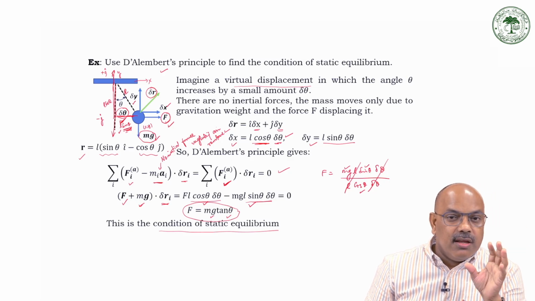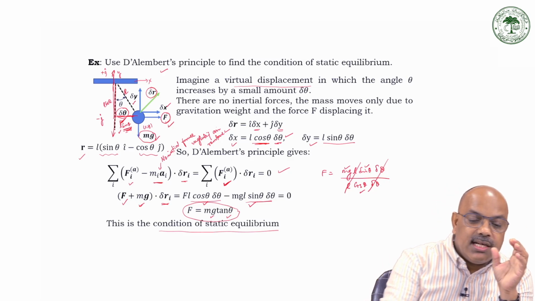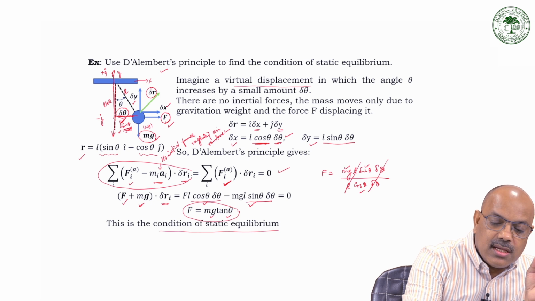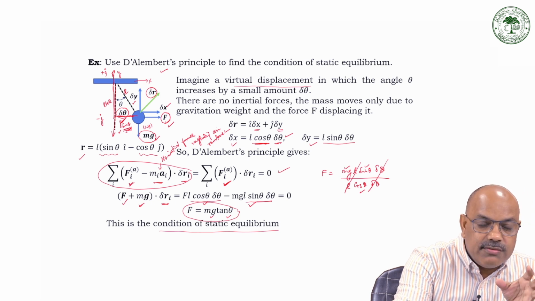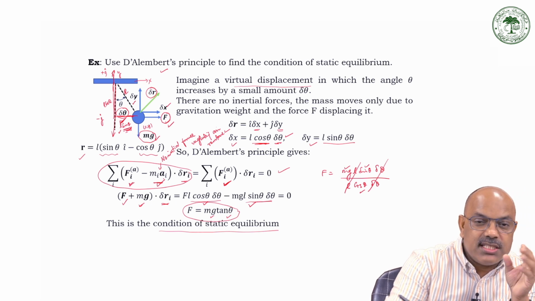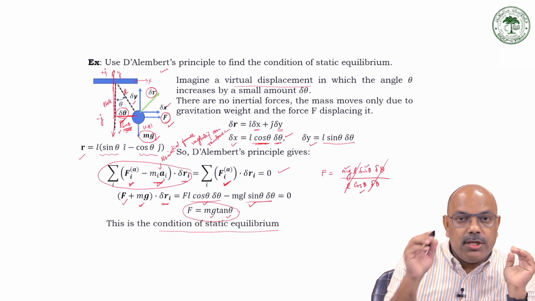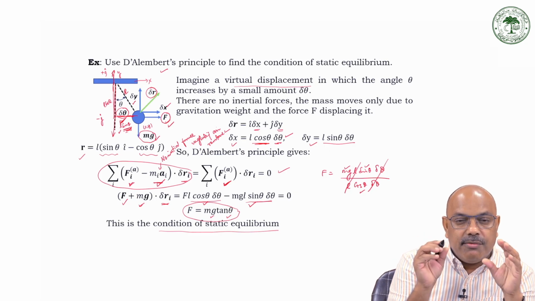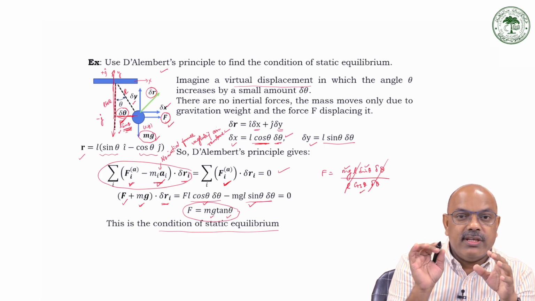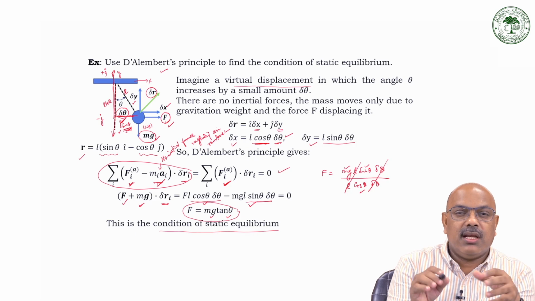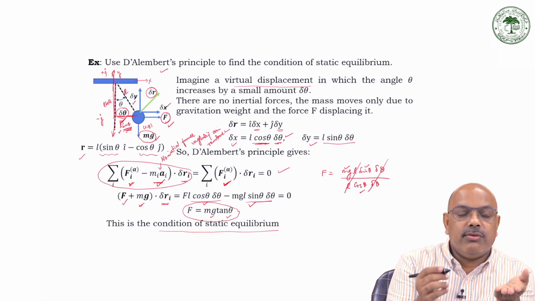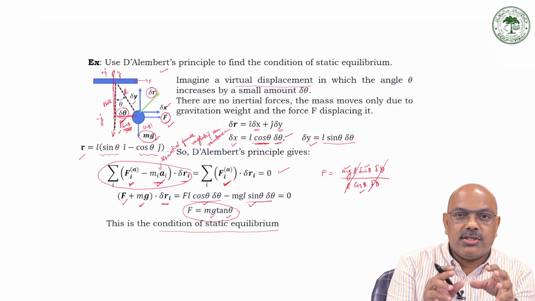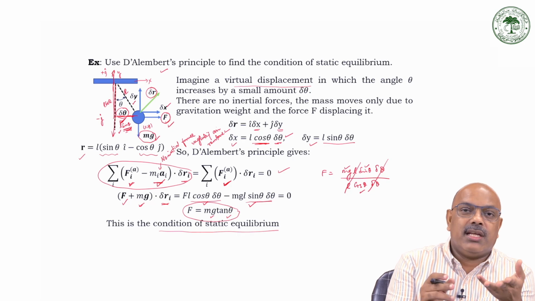So with the condition of the D'Alembert principle, the total forces which are acting on the system, minus the inertial forces all together, if I take the work done by that, is always going to be 0. If I put this condition into my mechanical system, you are going to get the condition for static equilibrium.